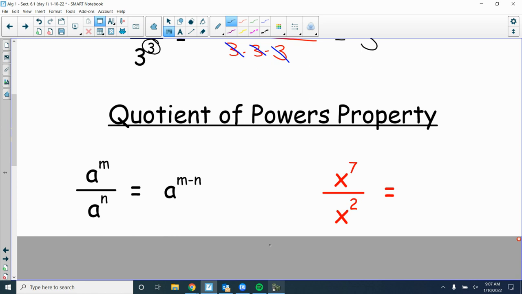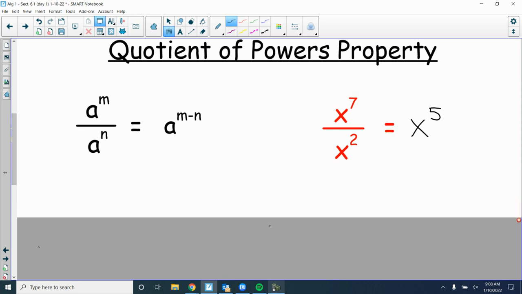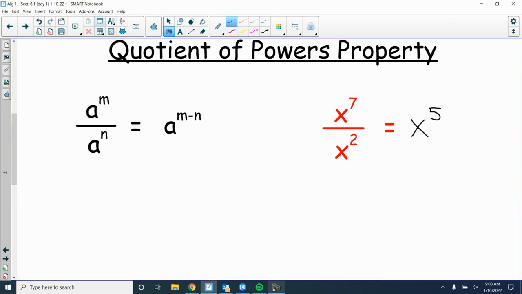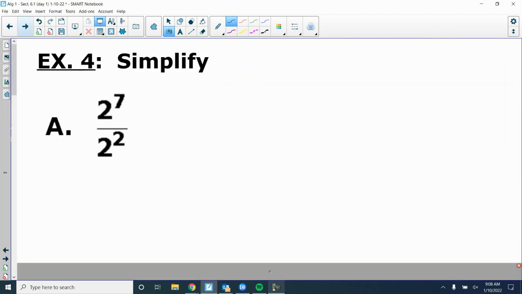X to the 7th divided by x squared means you have 7 x's on top, 2 on bottom, but in the end, we're going to have x to the 7 minus 2, which is 5. X to the 5th. All right, 2 to the 7th over 2 squared becomes 2 to the what? 2 to the 5th. 7 minus 2 is 5. 2 to the 5th. Good.